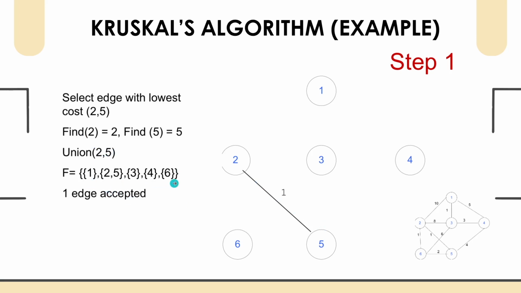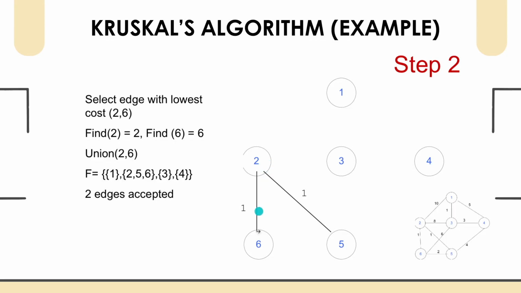From now, the resultant forest has 1, 3, 4, 6 as separate vertices, whereas 2 and 5 have been grouped together by this union operation. As such, one edge has been accepted at this point of time. Now, we continue with the next step.